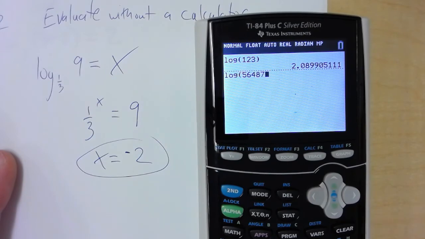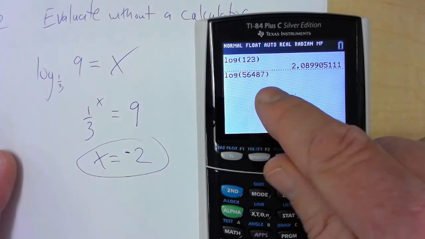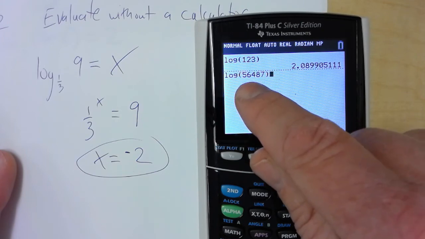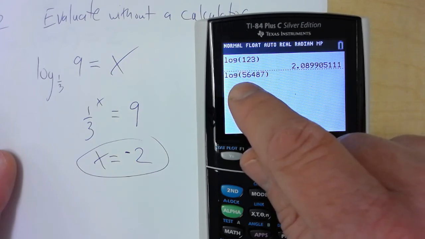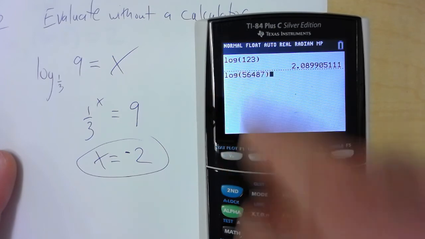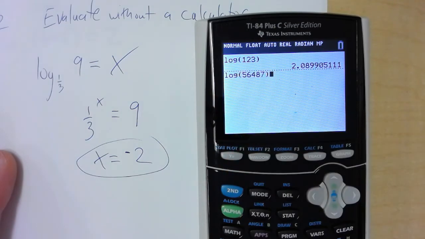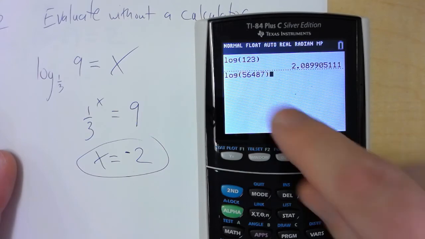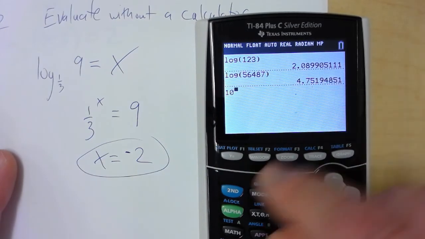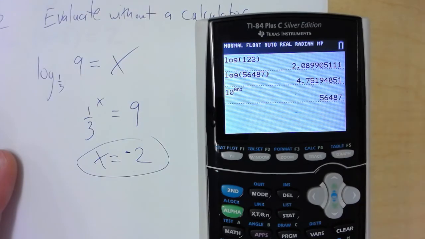That's ones, tens, hundreds, thousands, and 10 thousands is 10 to the 4th power. So when we do log of this number, it's keeping track of that exponent, the fact that it's in the 10,000s place. It's actually 50,000, and the answer is going to be 4 something. And then 10 to the power of that answer will take us back to the 56,487.